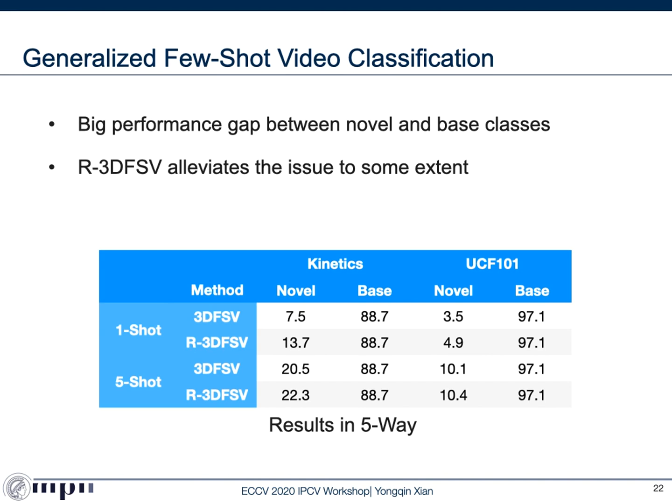Here are the generalized few-shot video classification results, where the model must distinguish both base and novel classes. Our results show that there is a big performance gap between novel and base classes in the generalized few-shot video classification setting. However, this issue can be alleviated to some extent by our retrieval-enhanced 3D FSV. We also advocate the community to focus on this direction for future research.